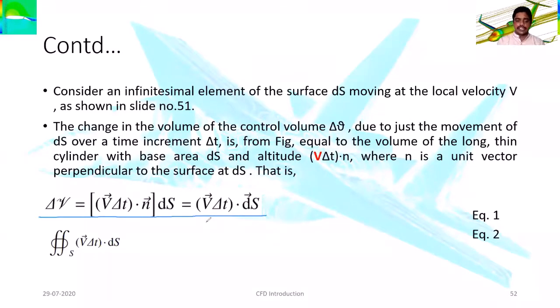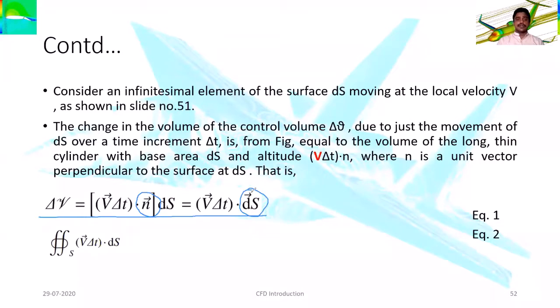So finally we are satisfied with our equation 1, which states that the change in the volume is V delta T into ds. Now we have to notice one more point here: our unit vector represents the normal component, but we said that the normal component is traveling in the velocity V direction. So n into ds indicates that the surface area direction has changed.